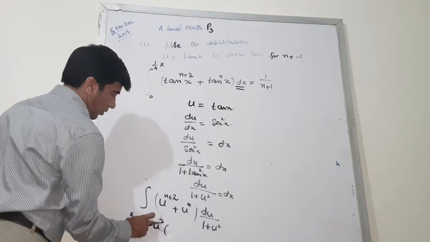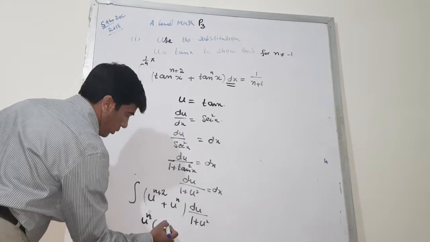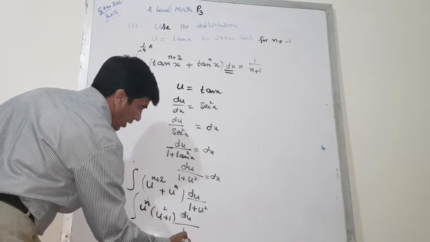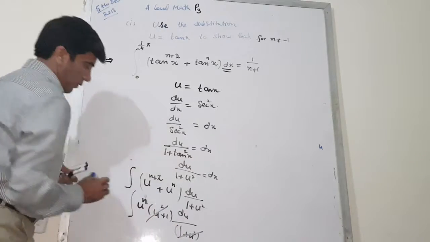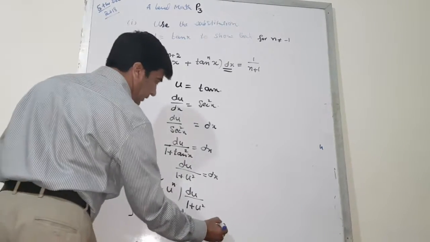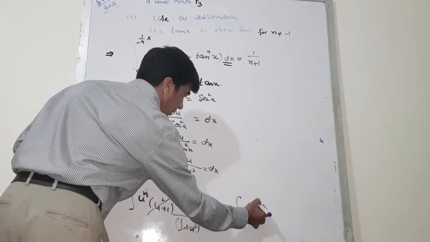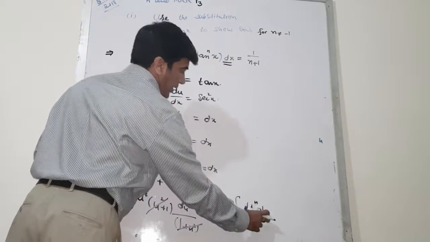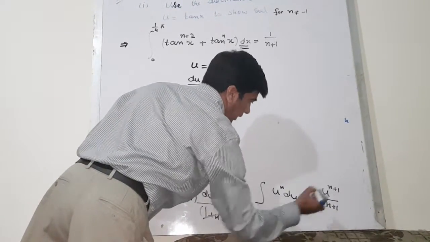u raised to n is common, and the leftover is u square plus 1, and then du over 1 plus u square, you can cancel this with this one. Ultimately you get u to the power n du, and when you integrate this you get u to the power n plus 1 over n plus 1.